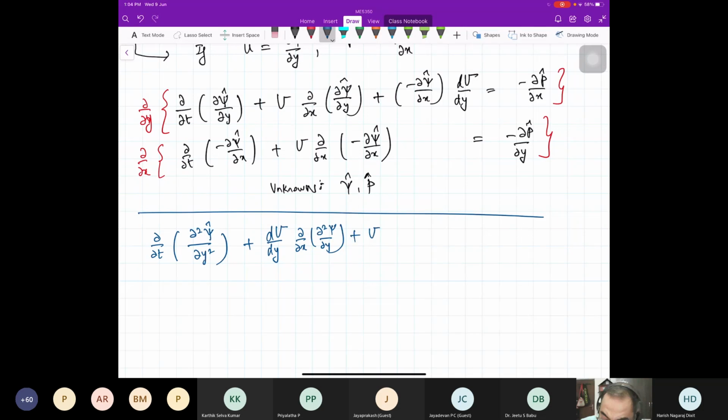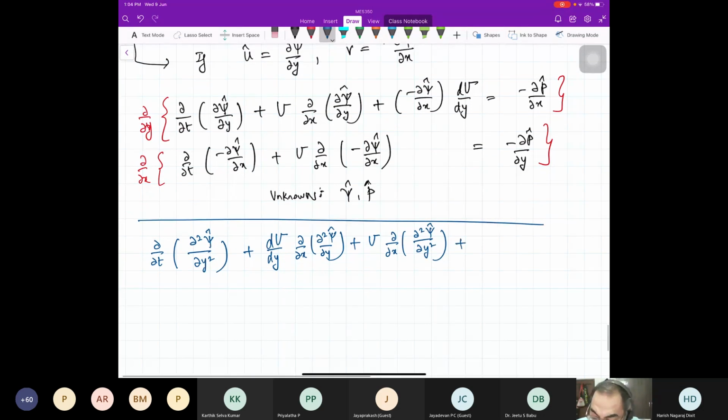I'm going to get two terms here: del by del x, del square psi by del y square. And I'm going to get one more term here: minus del psi hat by del x, d square u by dy square, then minus del square psi by del x del y, d capital U by dy. This is equal to the right hand side. Okay, this is my first equation.